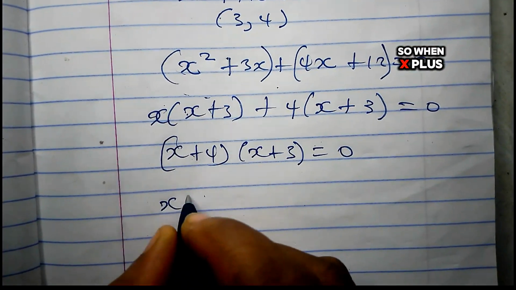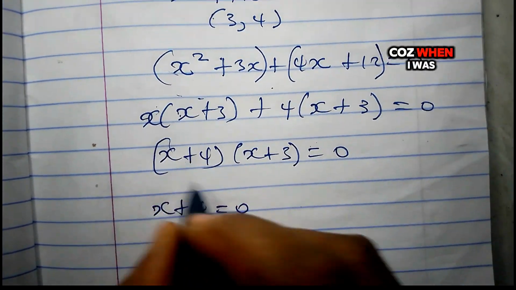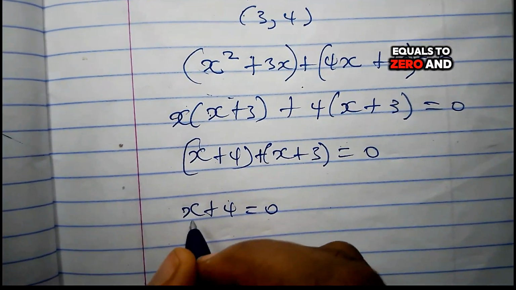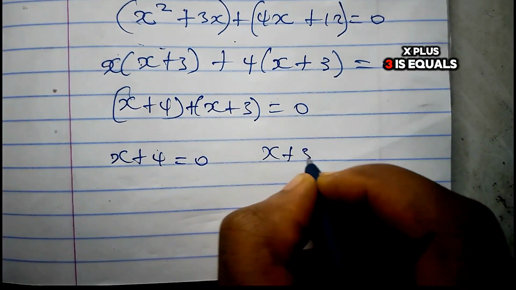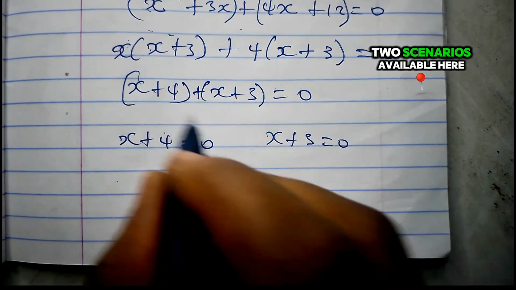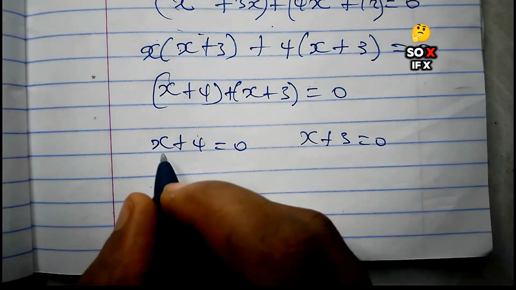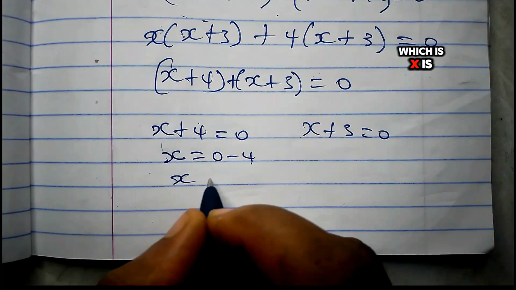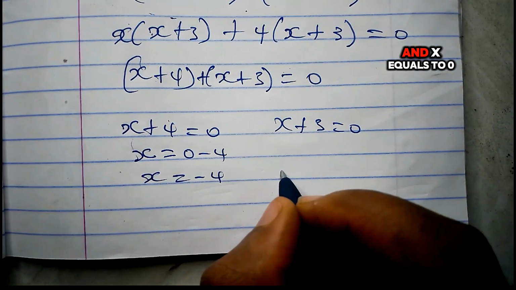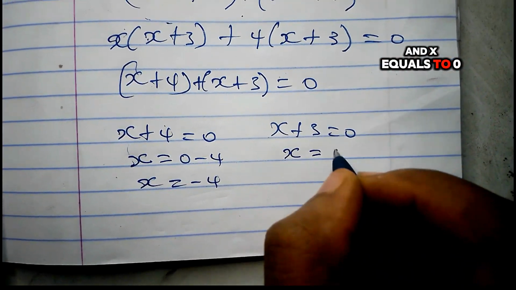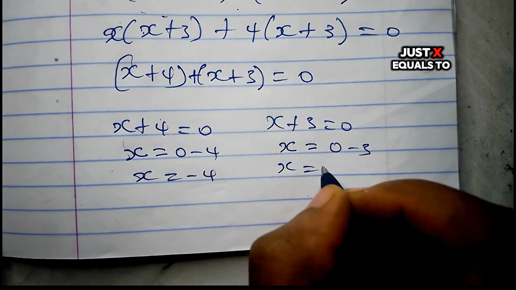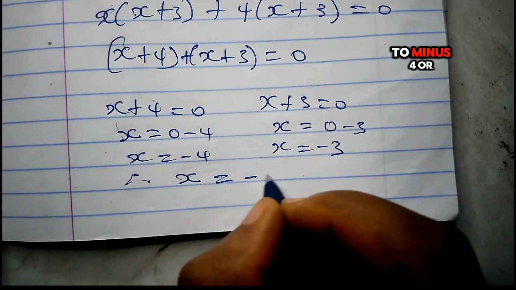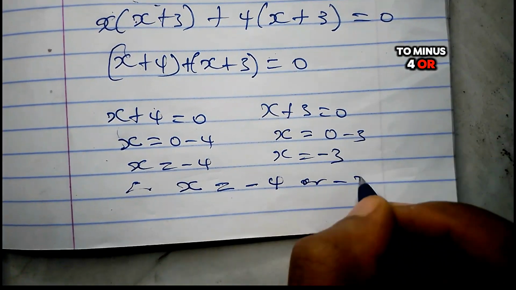Everything here is going to give us 0. So when x plus 4 equals 0 and x plus 3 equals 0, those are the only 2 scenarios available here. If x plus 4 equals 0, then x equals 0 minus 4, which is x equals minus 4, and x equals 0 minus 3, which is x equals minus 3. Therefore x equals minus 4 or minus 3.